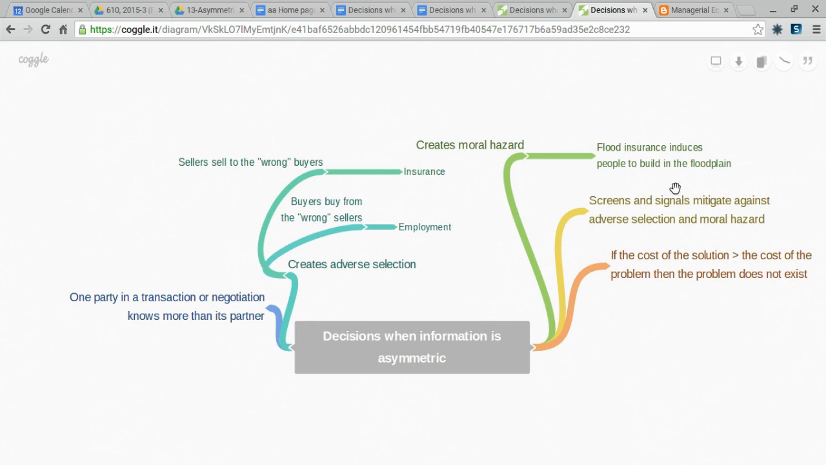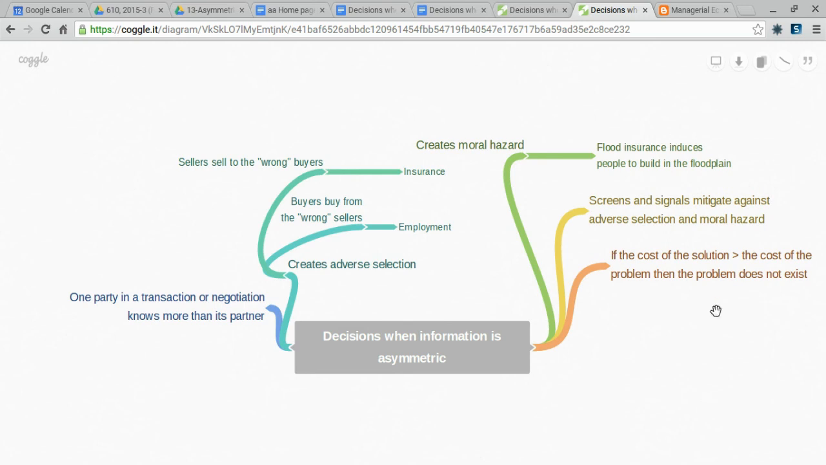A signal flips it on its head. If I apply for a job, I say I'm interested in a job that has contingency compensation. That signals to you that I think I am hardworking and industrious and expect to do a good job.